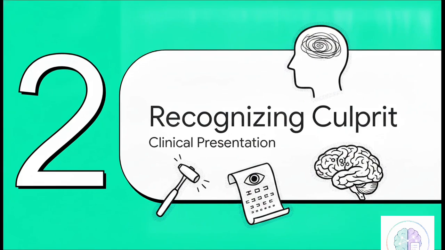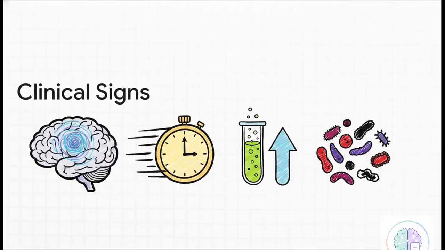Moving into part 2, recognizing the culprit. What does this actually look like when a patient walks through your clinic doors? Well, the symptoms can be super deceptive because they often mimic other mass lesions in the brain. But here's the kicker: they progress incredibly rapidly. In the lab, you might just see a normal or maybe slightly elevated peripheral white blood cell count, but you are almost always going to spot an elevated CRP or C-reactive protein.